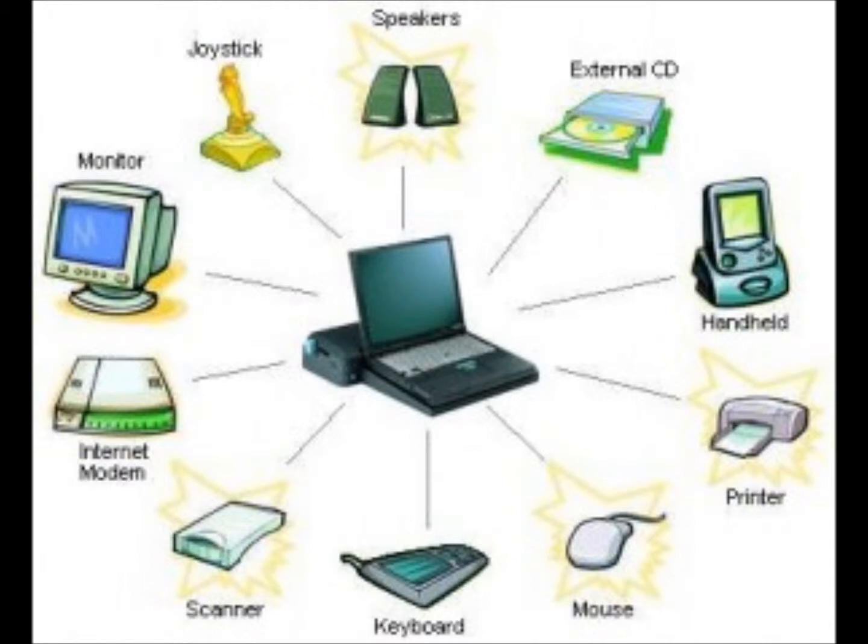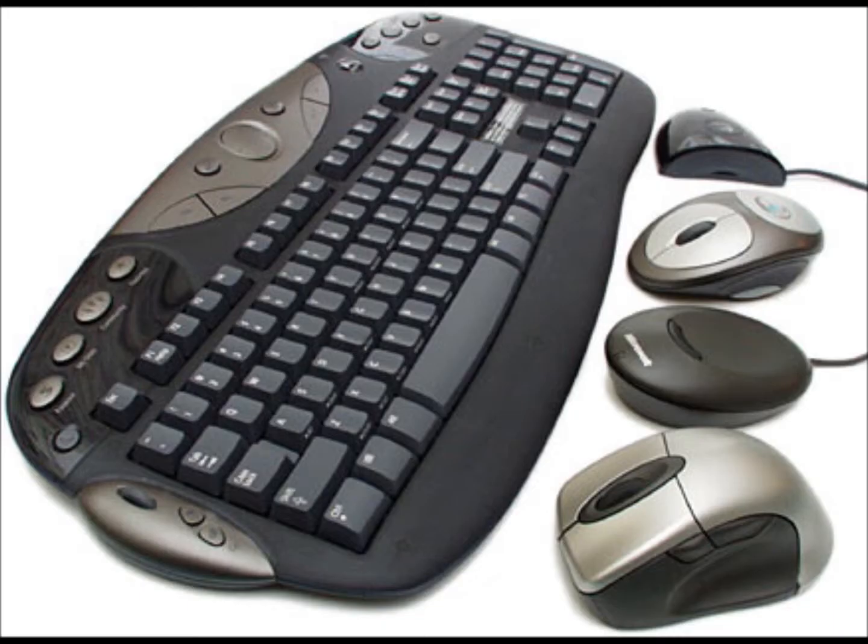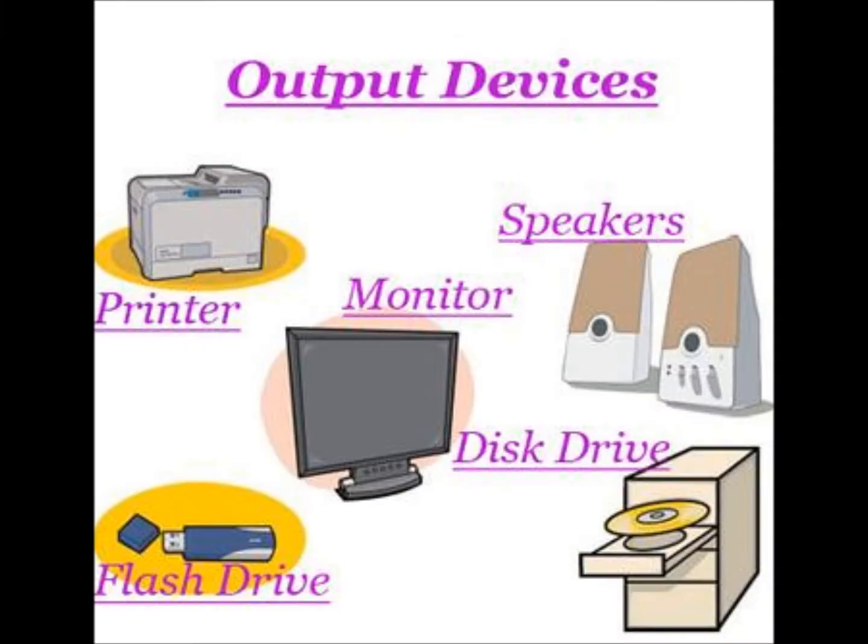Now, let's talk about peripheral devices, also known as input and output devices. The input devices allow us to enter information to the computer, such as the mouse, the keyboard, the microphone, and the scanner. On the other hand, we have the output devices, which present results of the processed actions, such as the printer, the monitor, and the speakers.